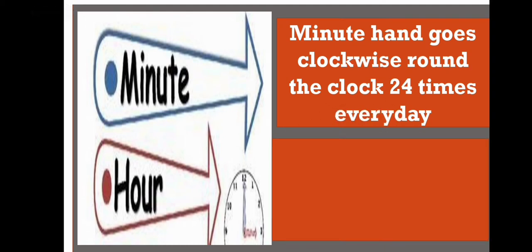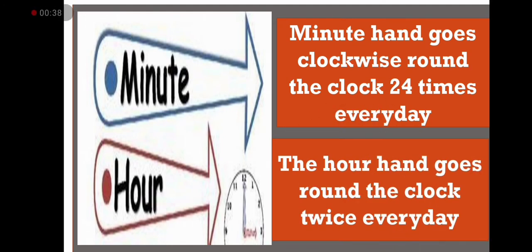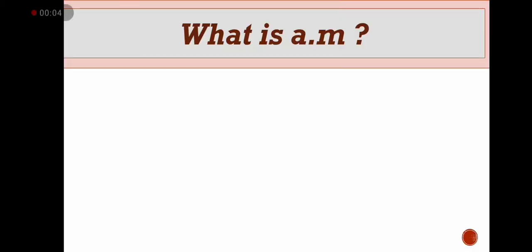But the hour hand moves round the clock twice every day. One time to complete the first half of the day, and after that one round to complete the second half of the day, because there are 24 hours in a day, and these 24 hours are divided into two parts, which are the two halves of the day.